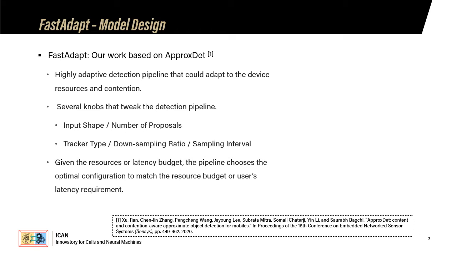We propose an adaptive model, FastAdapt, that is based on our previous work, ProxDet. FastAdapt is a highly adaptive detection pipeline that could adapt to the available resources and contention. If you see the figure on the right, a typical detection framework would have an input, then process the input through a deep neural network, and then get the detection results as an output.